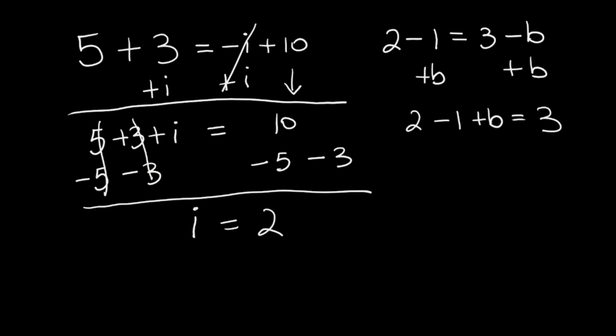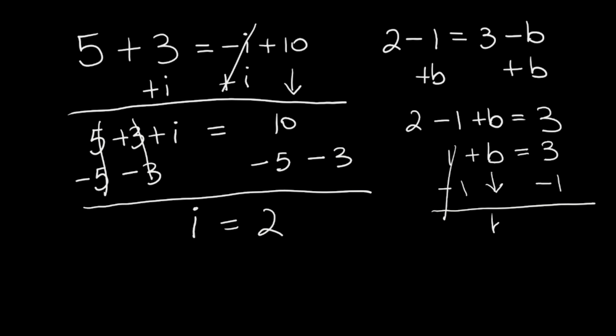Now, when we add 2 plus negative 1, we should be left with 1 plus b is equal to 3. And to solve for b, we simply subtract negative 1 from both sides, bring our b down, and 3 minus 1 is 2. So b is equal to 2.